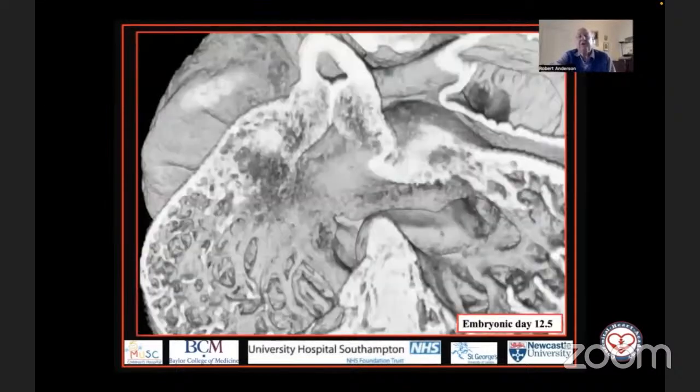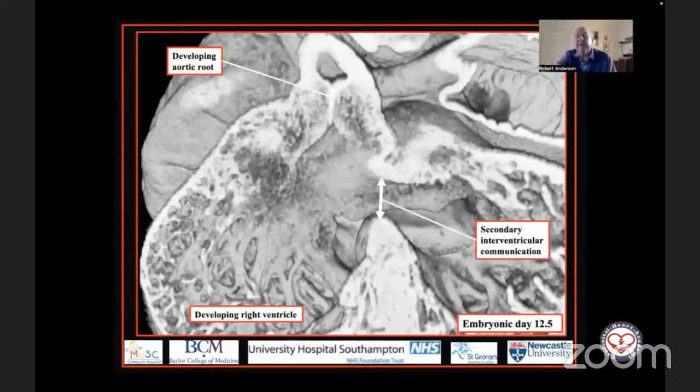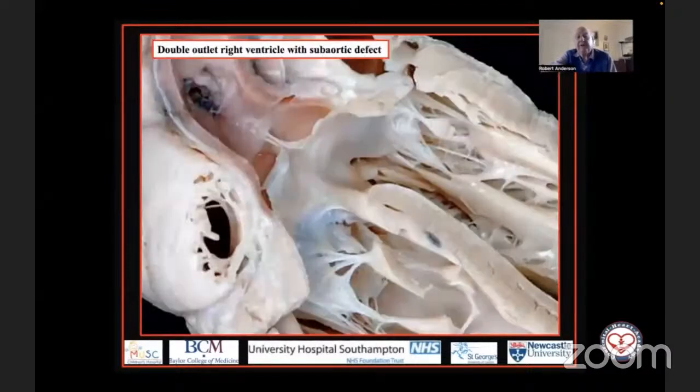So let me show you again what has happened in the embryo. You've seen this before. Developing right ventricle, developing aortic root. There is the secondary interventricular communication. And those cushions are building a shelf so as to commit the aortic root to the left ventricle.